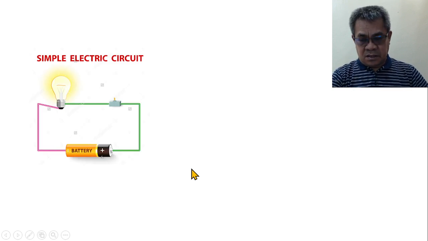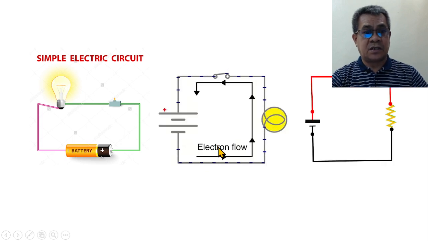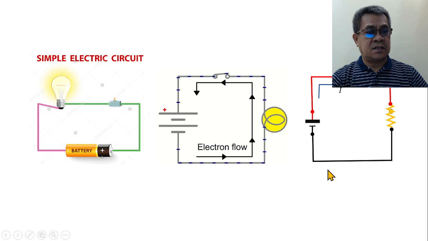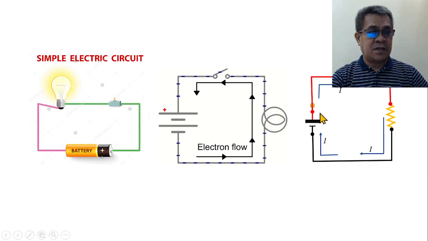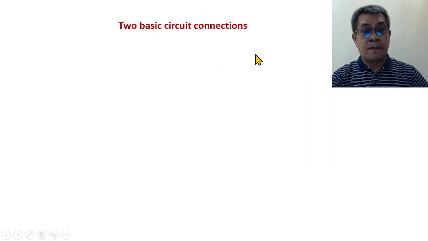So again, let us recall that if we have one source, one load, we call it a simple circuit, then electrons will travel when you close the circuit. And remember that the electrons travel from negative towards the positive of the circuit. But in a conventional flow, current is flowing from positive to negative, which means that we assume that the proton travels towards the electrons. But remember that it is the electron that travels within the circuit, and the opposite direction is current. So there are two basic circuit connections.